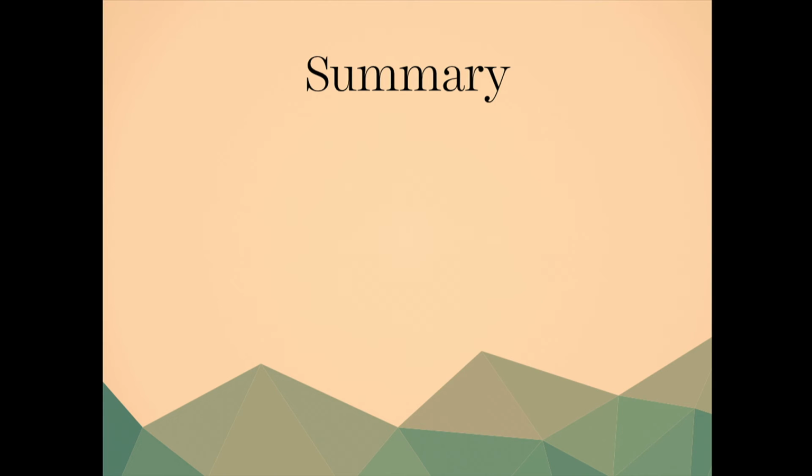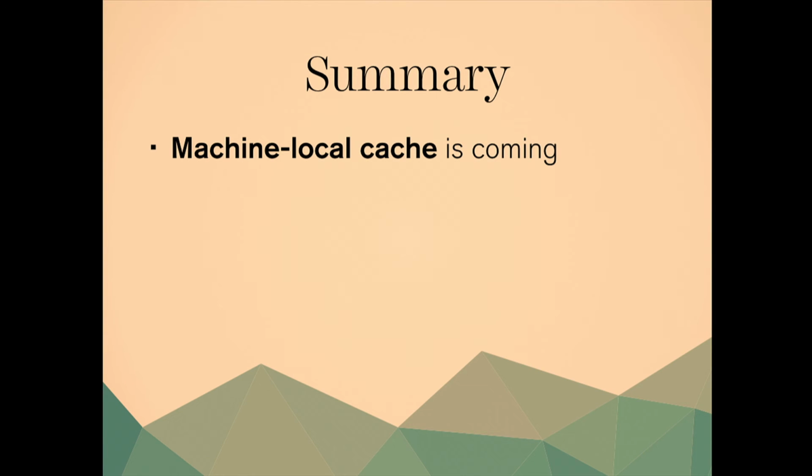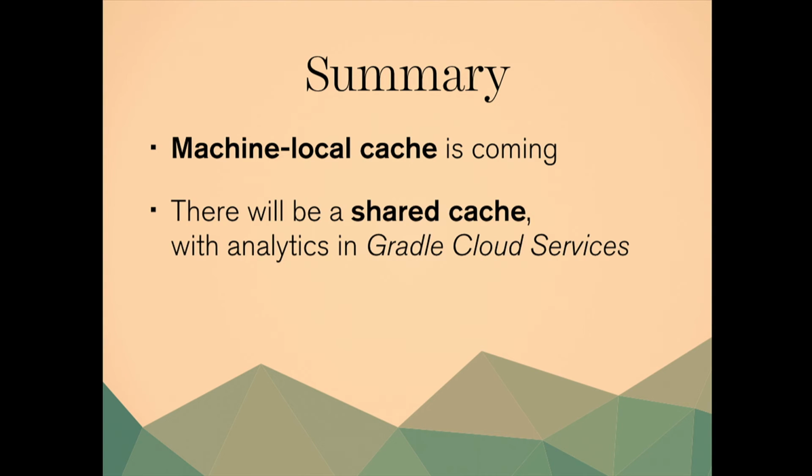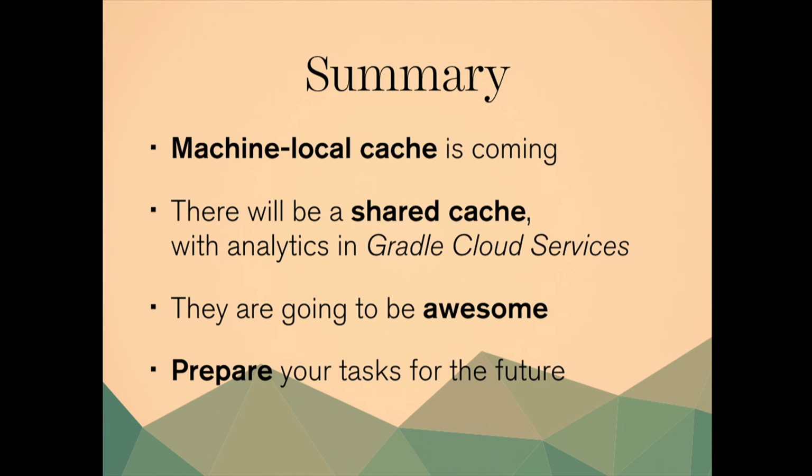And in the end, we're going to have a machine local cache, which is going to help a lot with anything local. Anywhere where you are going back to a state where you've been before, you're not repeating that work: switching branches, bisecting, Android development. We're going to have a shared cache feature as well, and we're going to provide analytics with Gradle Cloud Services, and this is going to be awesome. Please go ahead and start preparing for the future.